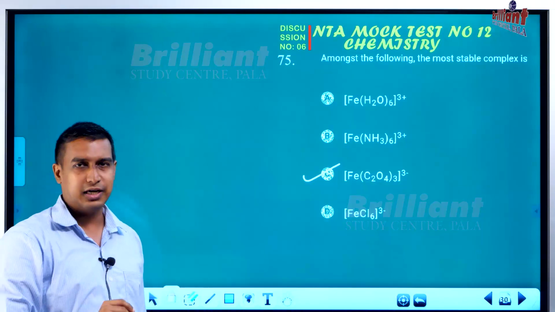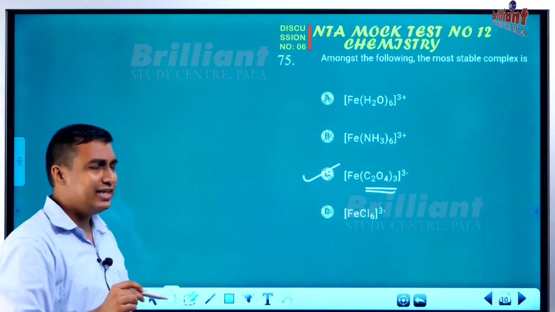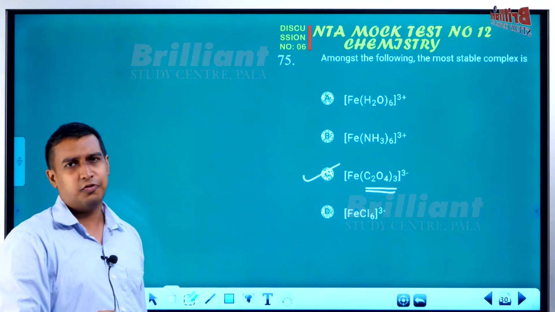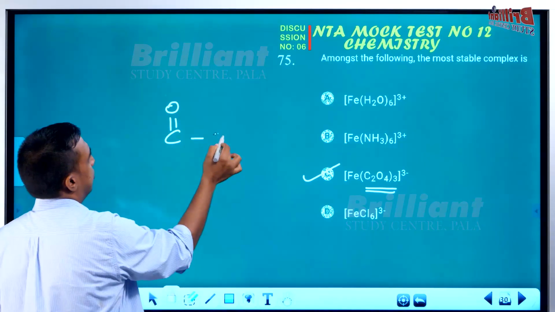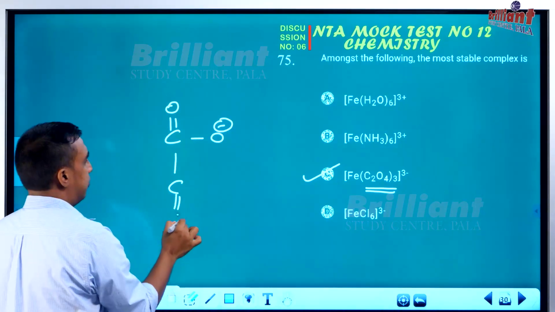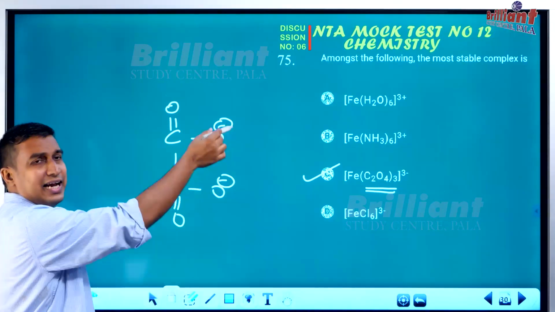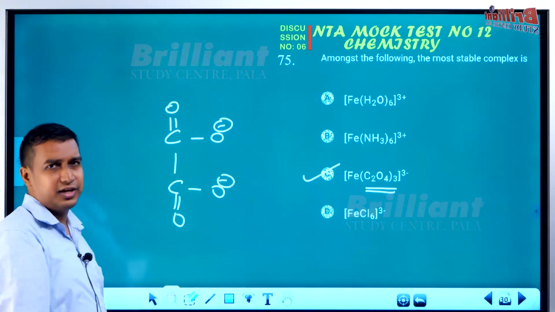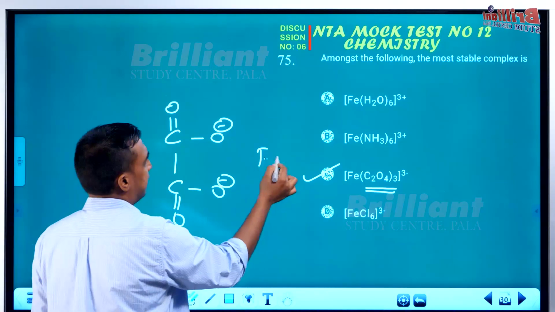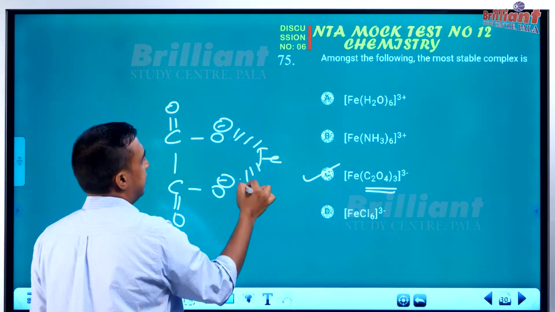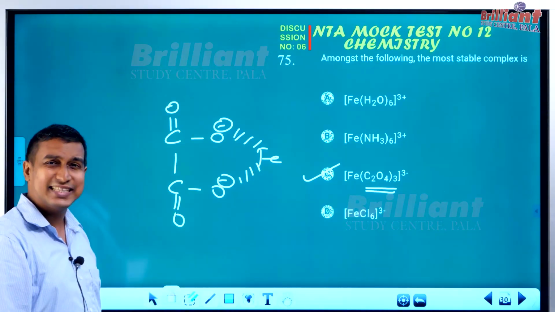How do we find this answer quickly? Please know, here our ligand is oxalate ion. In the case of oxalate ion, it is a bidentate ligand because it is C double bond O minus, C double bond O minus, and its denticity is 2. It can coordinate to the ion from two sides. If you see, suppose this is our iron, this is how it forms bonds. It is bidentate and at the same time it is chelating.